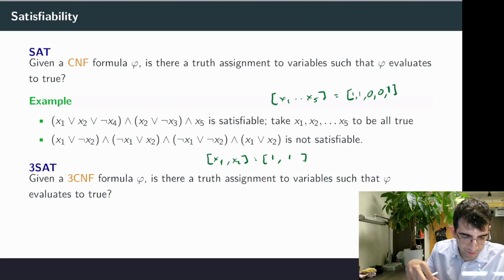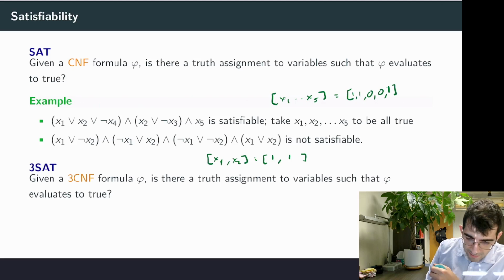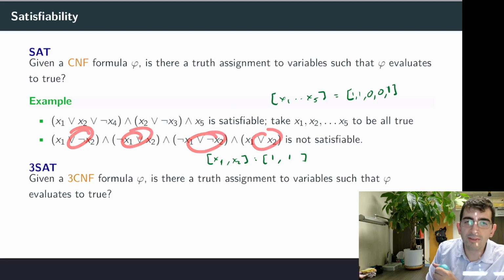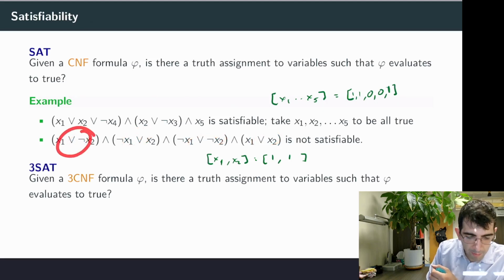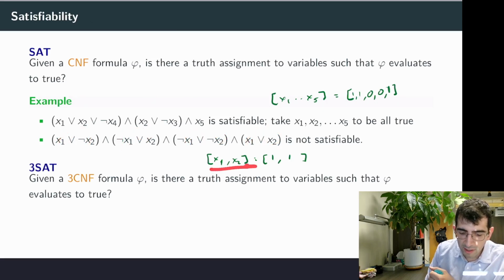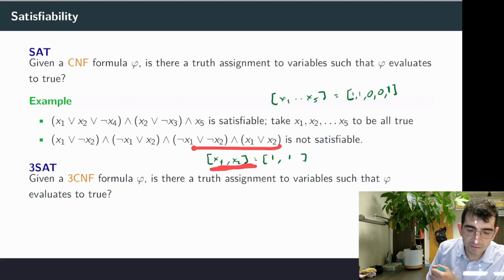That's a good question. Think about it for a second. Okay, you would need 8 clauses, right? Because you basically need to cover all possible options of the assignment. If you cover all possible options of the assignment, then it doesn't matter what the assignment is. You can't satisfy every clause.